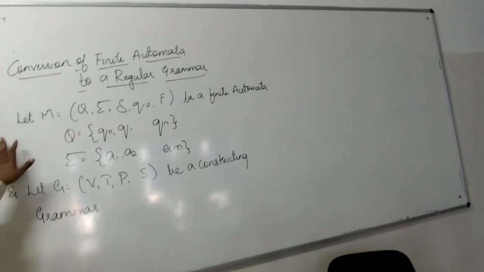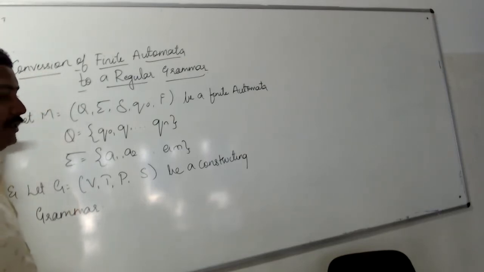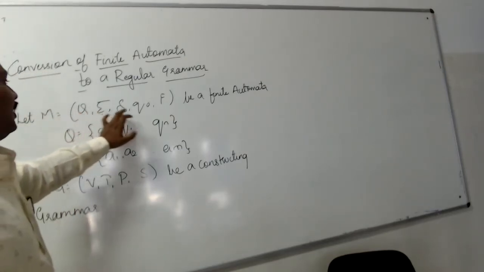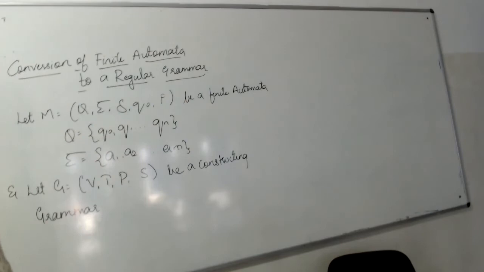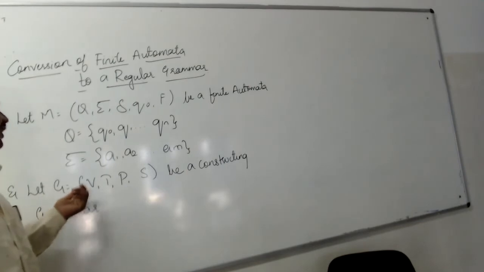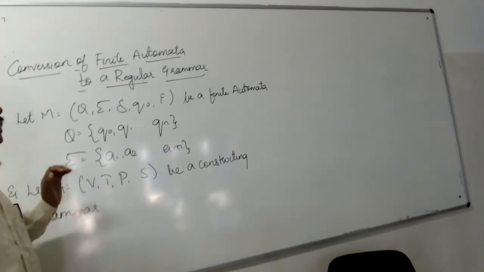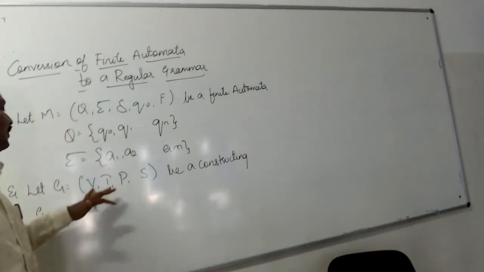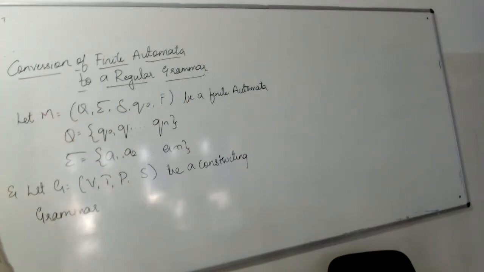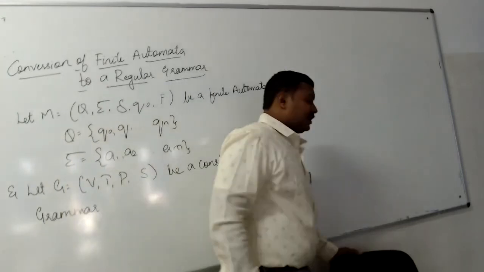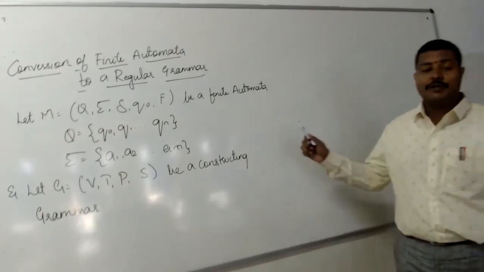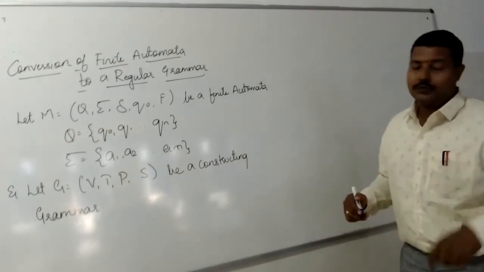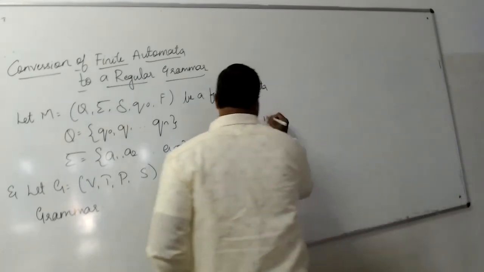So let M, any finite automata is represented using 5 tuples, right? So M equals Q, alpha, transition, starting state, and the final state, where Q stands for the set of states and alpha stands for the set of input symbols, right? And let G be the regular grammar we are constructing from this DFA. Any DFA having these attributes which is to be converted to a grammar should follow two rules. So first rule.